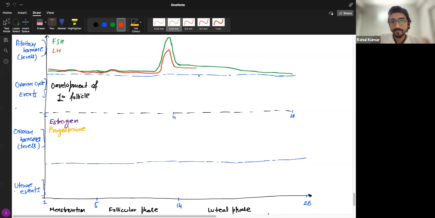And then again, this also comes down, slightly fluctuates, but okay. So this peak is at day 14. Is it clear? And this is where, inside the ovary, the development of primary follicles to secondary follicle to tertiary follicle happens, and we will talk about follicles later. On day 14 happens ovulation. Secondary oocyte is released.